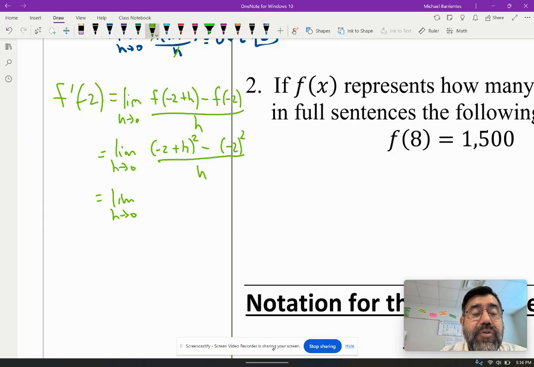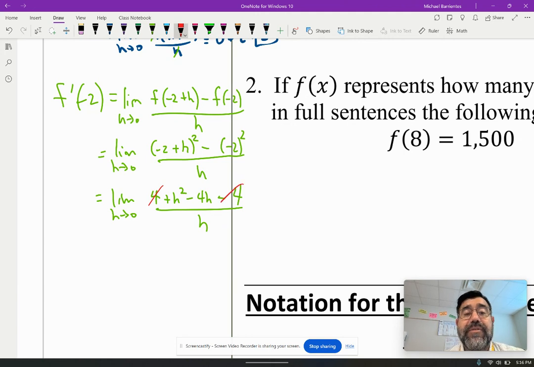This is going to be negative 2 quantity squared is 4 plus h squared plus the doubling of the product of these two. So multiply negative 2 times h and then double it, minus 4h, minus negative 2 squared is 4. And as you can see, just like before, this first and this last term cancel out. When I'm doing this limit definition, that should happen. So if that cancellation doesn't happen, then you know you need to go back and check some things.